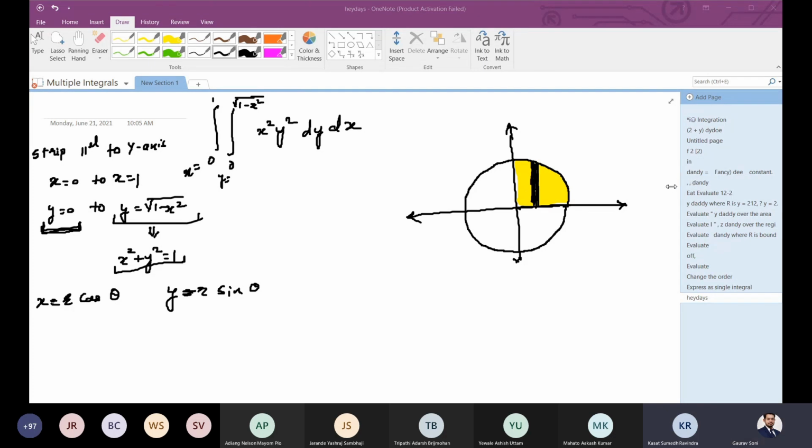Anyone else have anything to speak? It will form a circle of radius 1. Are you sure? Circle of radius r. Circle of radius r, right?